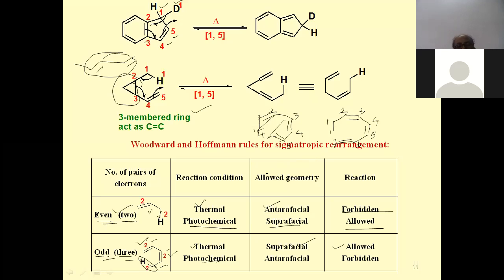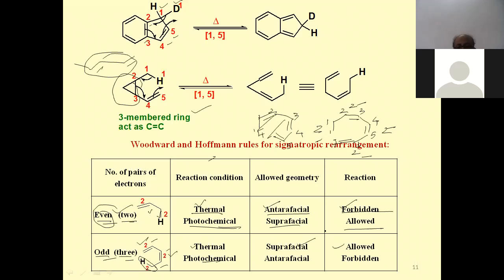Now, if it is 1,7, tell me whether it is going to be thermally allowed or thermally forbidden. Tell me quick. What you have to look for is whether it is an even system or an odd system. This is 2, another 2, another 2, another 2. So 1, 2, 3, 4. That means it is going to be an even system. And if it is an even system, what is thermal? Thermally, it should be antarafacial and it will be forbidden.